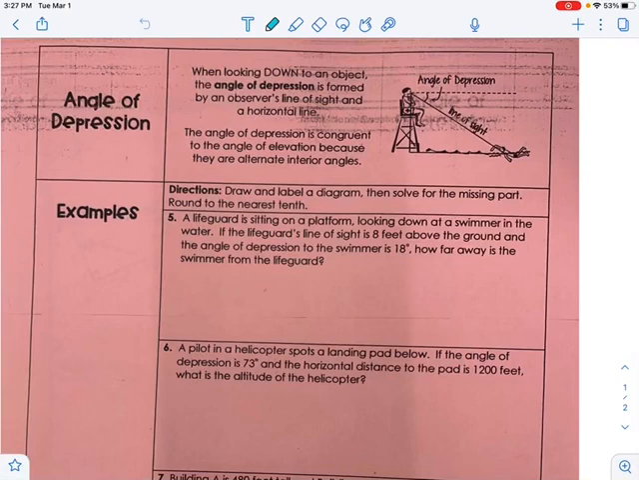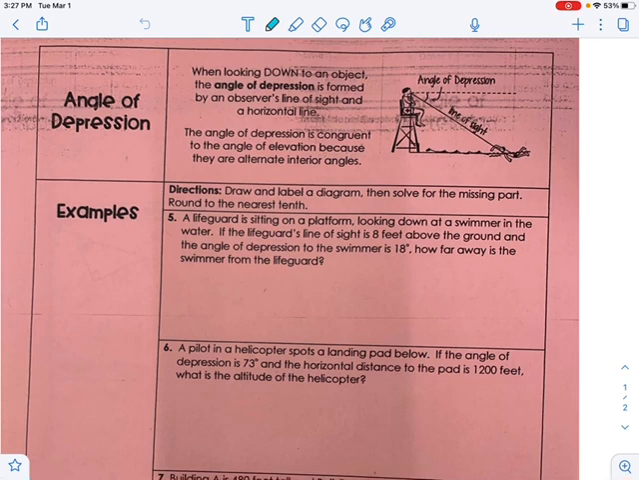Again, we're sticking with our trig functions. And angles of depression are very similar to angles of elevation, only you're just putting your angle in a different spot this time. Honestly, the best way for me to explain it is to jump right in. So again, draw a picture every time.